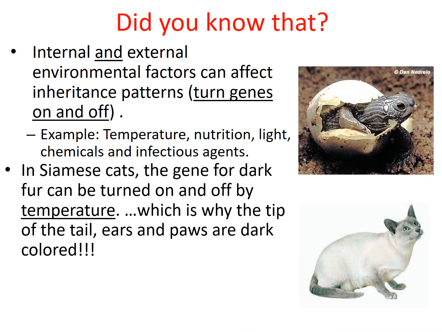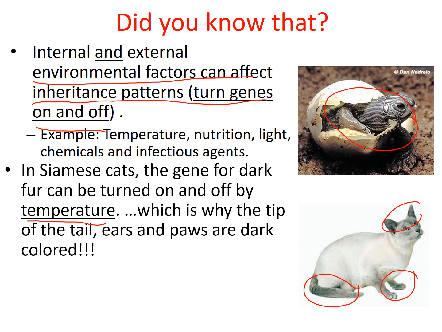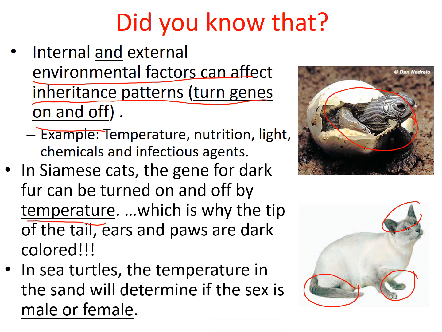So did you know, though, that internal and external factors can actually affect the inheritance and turn genes on and off? So, for instance, sea turtles, their sex can actually be determined by the temperature of the ground. With Siamese cats, the gene for dark fur can be turned off by temperature and turned back on. That's why the ends of the tail are darker, because they can actually change little colors.